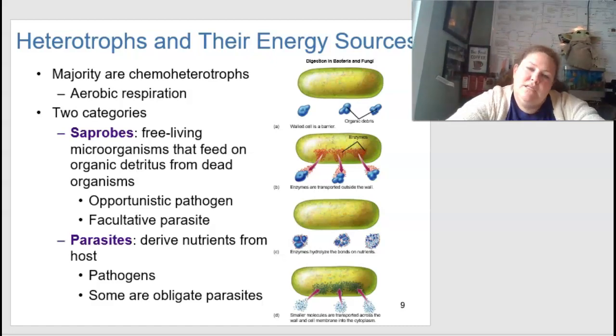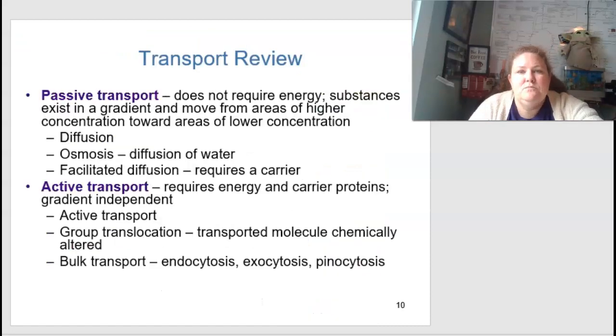We also have parasites, and these are going to derive nutrients from a host. We talked about this with viruses, where they sometimes need a host, but a parasite is not a virus, just to clarify that. The parasites are going to derive nutrients from the host, and these would be considered pathogens, and some of these are obligate pathogens.